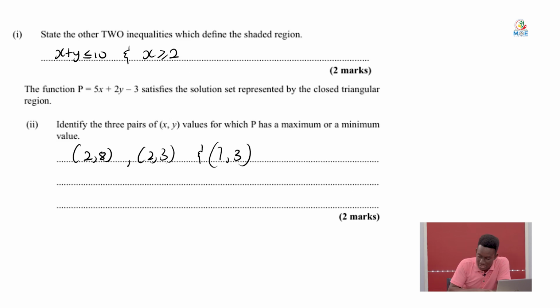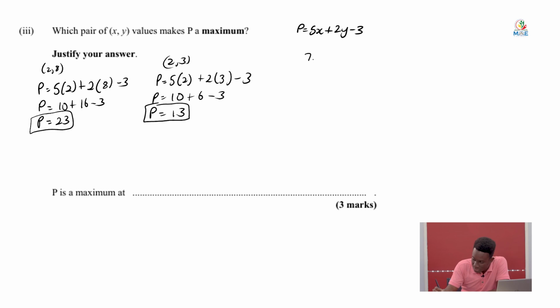And the last but not least, we see it's 7, 3. So p is equal to 5 multiplied by x, in this case, which is 7, plus 2 multiplied by y, which is 3, minus 3. Hence p would be equal to 5 times 7 is 35, plus 2 times 3 is 6, minus 3. So p would be equal to 35 plus 6, which is 41. 41 minus 3 is 38.